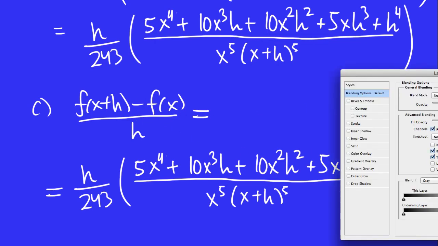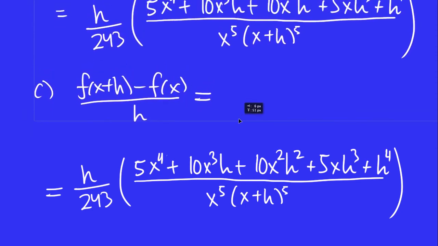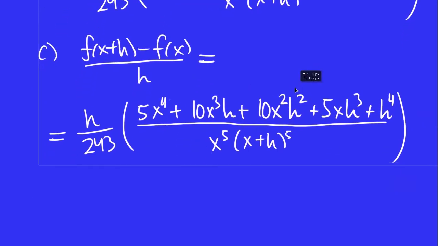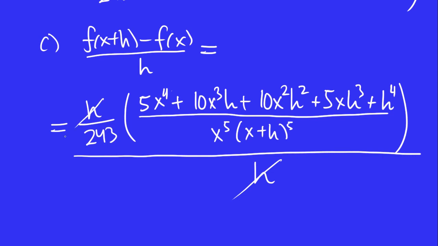Now, that's just the numerator, right? I still have to put that all over h, right? I know it looks pretty nasty, but you know, this h and this h cancel. So I'm left with 1 over 243 times all of this stuff here, right?